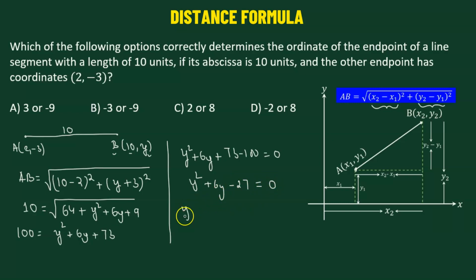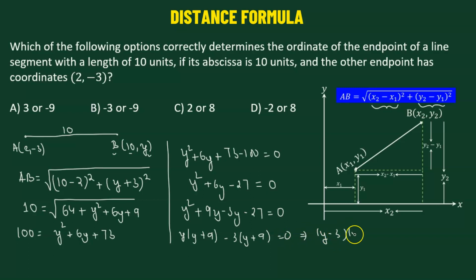So we can use the method of factorization to split the middle term. So we have y squared plus 9y minus 3y minus 27 equals 0. So we get y times (y + 9) minus 3 times (y + 9) equals 0. This is going to give us (y - 3)(y + 9) equals 0, which is simply y equals 3 or -9. So that means option number A is going to be the correct value.